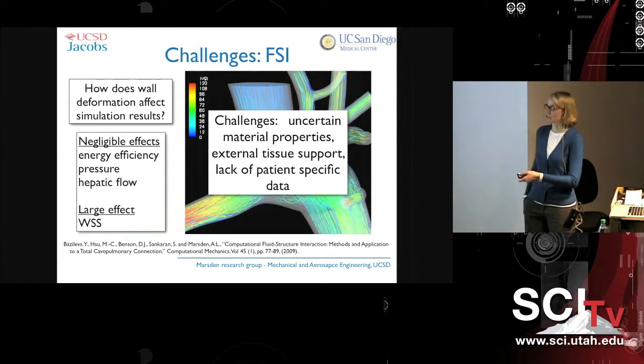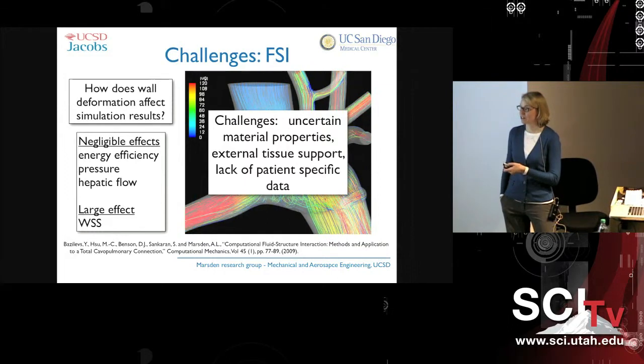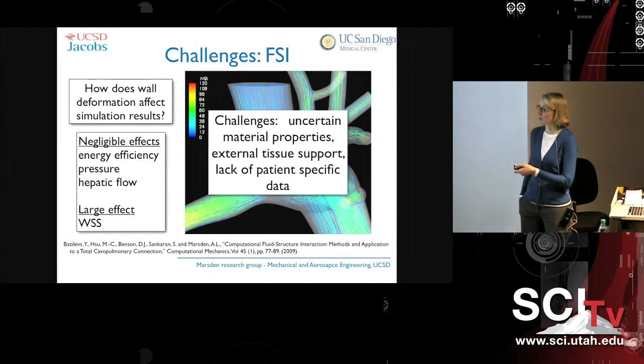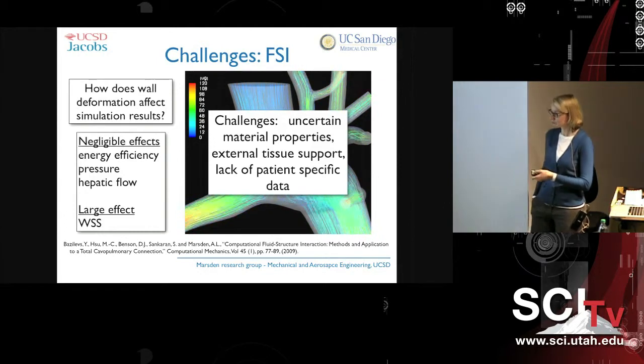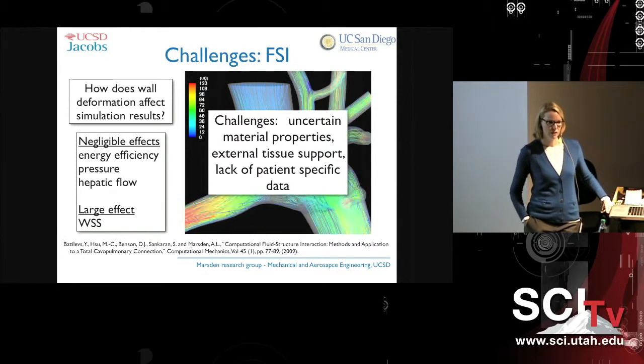This obviously has challenges such as uncertainties in material properties. It's very difficult to get patient-specific material properties, external tissue support, lack of patient-specific data. Question: can you measure wall deformations with a very high-speed sequence? You can measure wall deformations in MRI, and so there are people working on using parameter identification tools to back out the material properties.